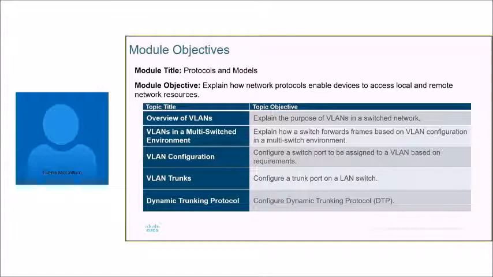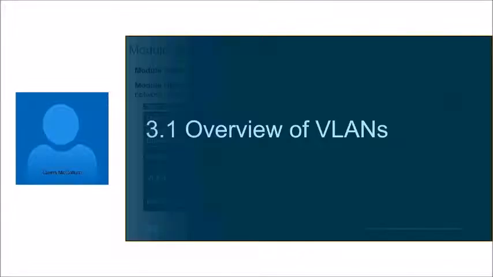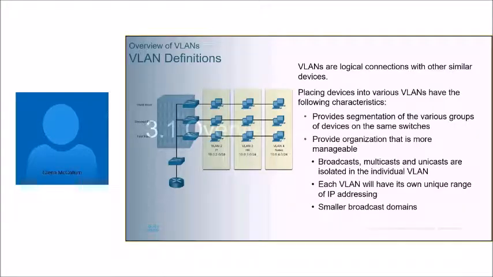We'll look at VLANs in a multi-switched environment. So basically, how are those VLANs transported across links between switches? VLAN configuration, so how do we configure it all? We'll look at trunk ports on switches, as well as Dynamic Trunking Protocol, which can sort of automate these things. Okay, an overview of VLANs.